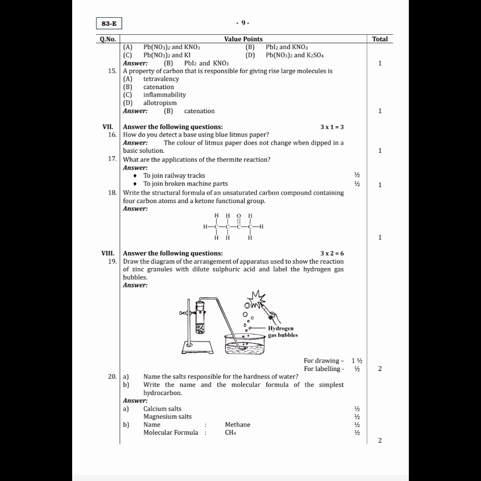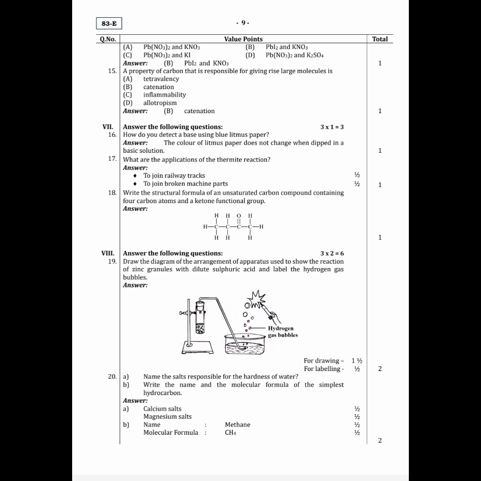7th main, 3 marks questions. Answer the following questions. 16th question. How do you detect a base using a blue litmus paper? Answer: the color of litmus paper does not change when dipped in a basic solution.